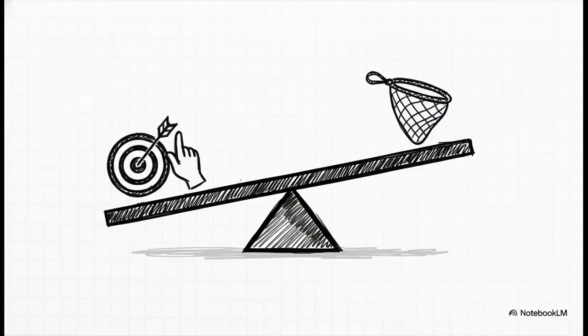And here's the absolute key. You can't always have both. Improving one often hurts the other. If you want to be super duper precise and make sure you never accidentally flag a good email, you're going to have to be more cautious. And when you're more cautious, you're going to miss more of the actual spam. Higher precision often means lower recall. It's a trade-off. You have to choose.